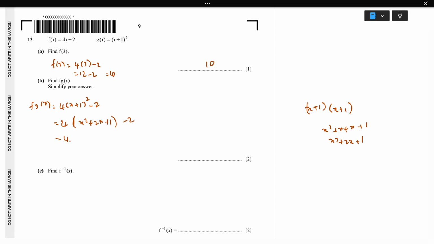Now again expand. 4x square plus 8x plus 4 minus 2, which is 4x square plus 8x plus 2. That is the answer: 4x square plus 8x plus 2.